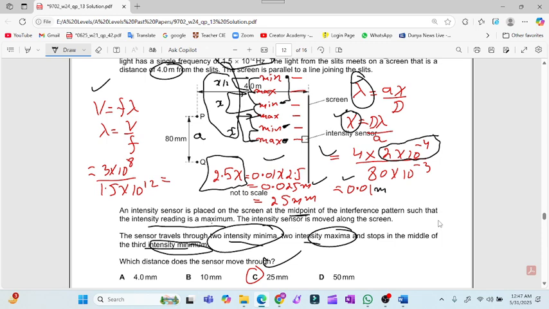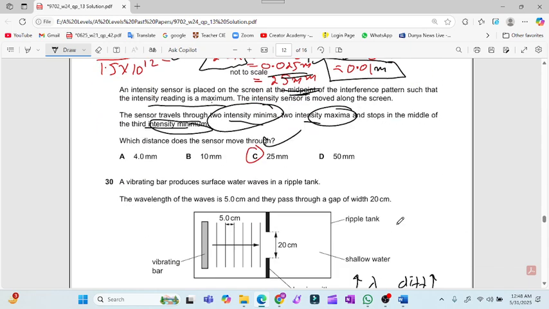So 3 minima. Now maxima to maxima represents x. Maxima to minima represents x by 2. So a total of 2.5x distance will be traveled, and for 1x the distance is 0.01. We will multiply it, 0.025. That is the distance traveled in meter. Then we will convert into millimeter, 25.